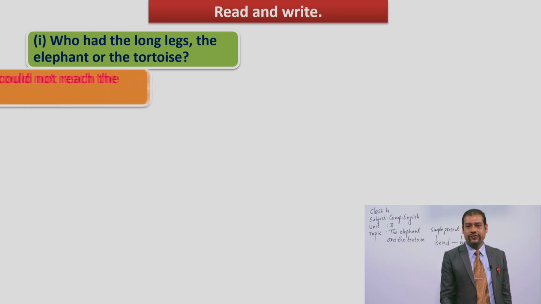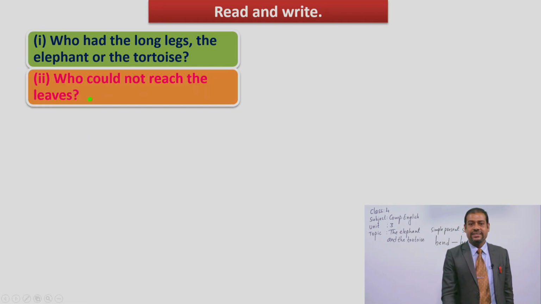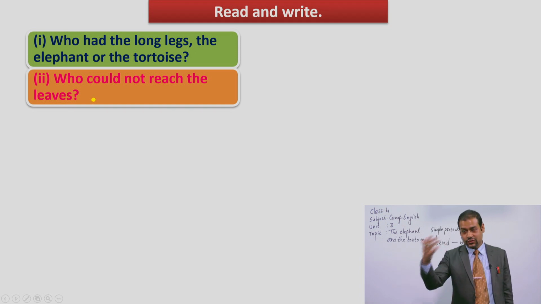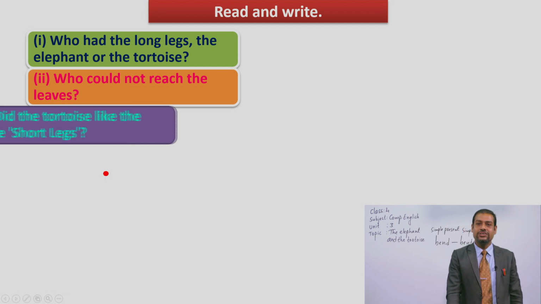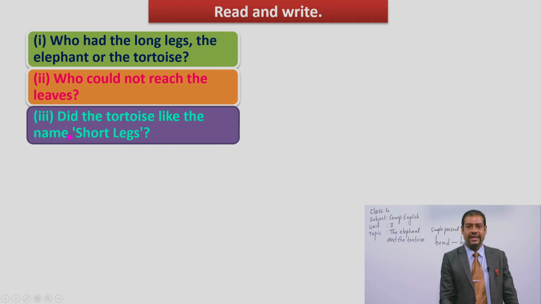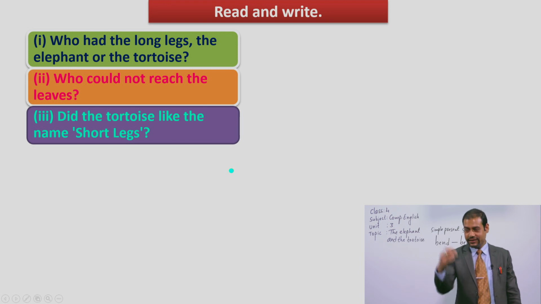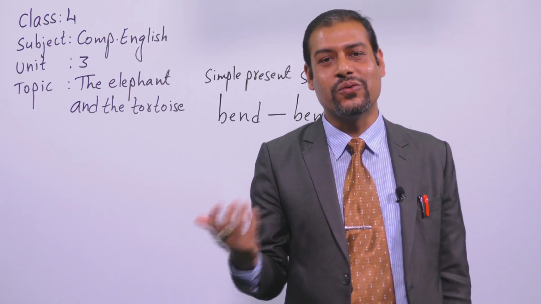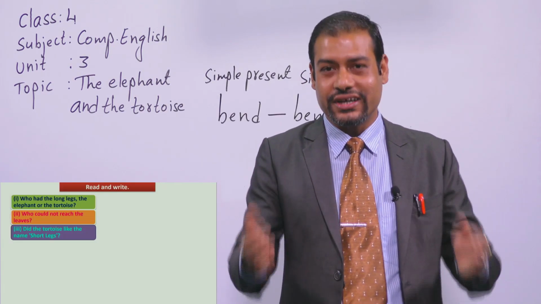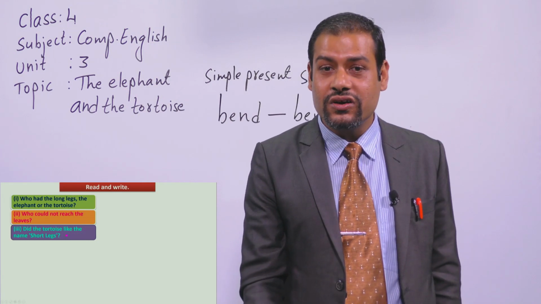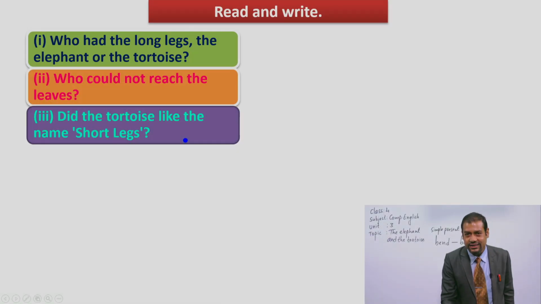The second question for you: who could not reach the leaves? Who could not, the elephant or the tortoise? You have to write it down. Next question for you: did the tortoise like the name short legs? For example, if someone calls me Kale, do I like that? No, I become unhappy. So in our story also, when the elephant called him short legs, what do you think? Was the tortoise happy or unhappy? So it means the tortoise liked this name or did not like this name.